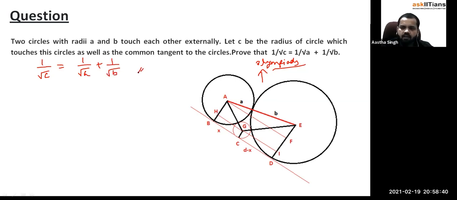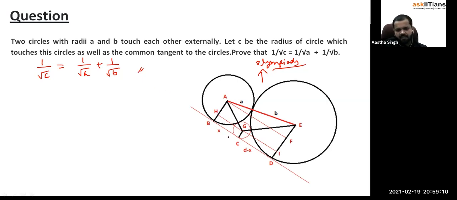Guys, just look at the diagram, then I will show you how to prove it, right? Just look at the diagram. How are you going to prove it? Try to solve it, guys. If you understand this diagram, it means your concept is good, right?